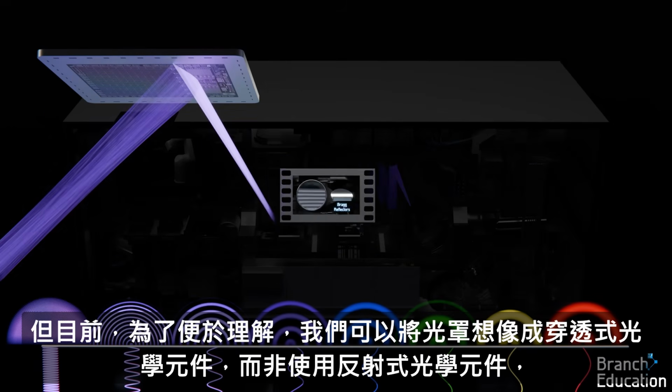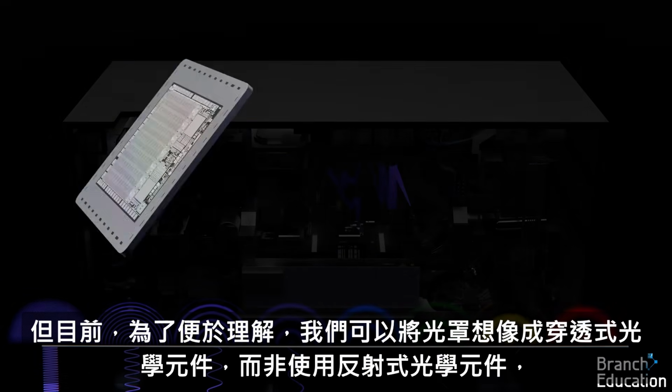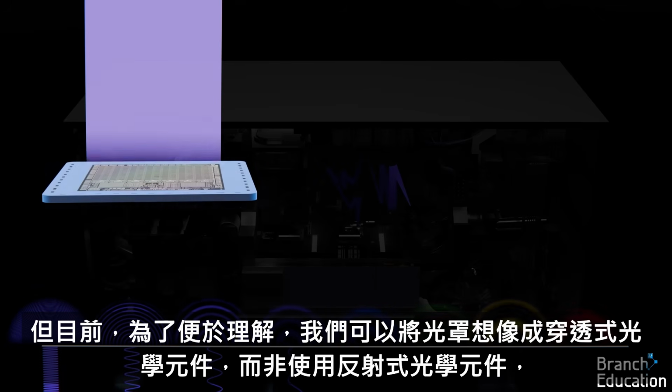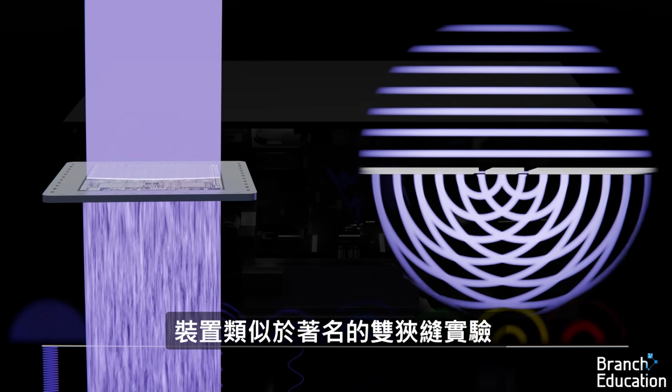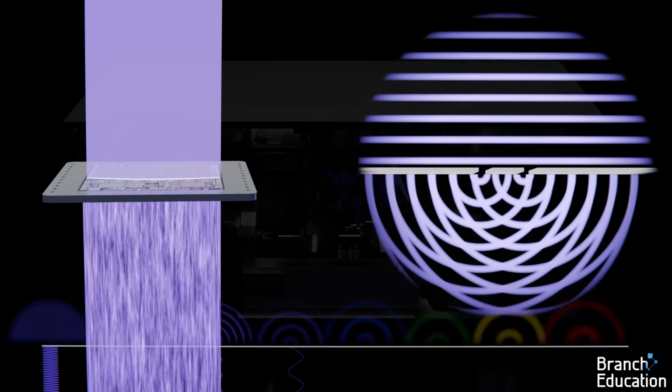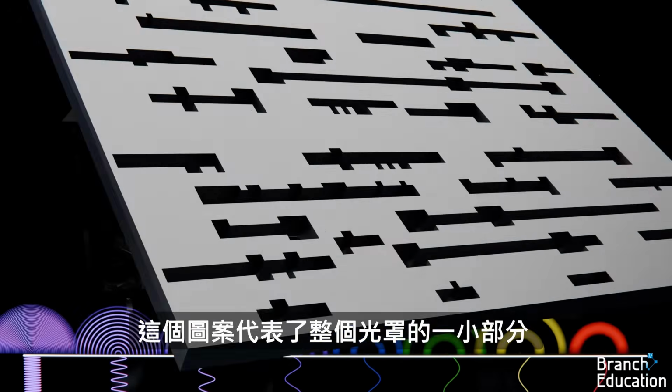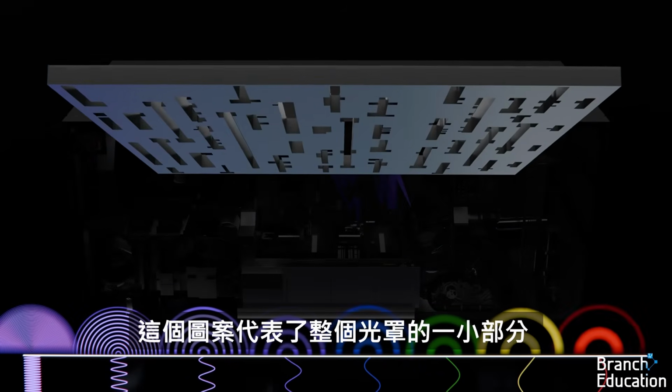But for now, instead of using reflective optics, it's easier to visualize the photomask as through beam optics in a setup similar to the well-known double slit experiment. However, instead of the double slit, we're showing light passing through a complicated pattern of nanoscopic slits that represents a small portion of the overall photomask.